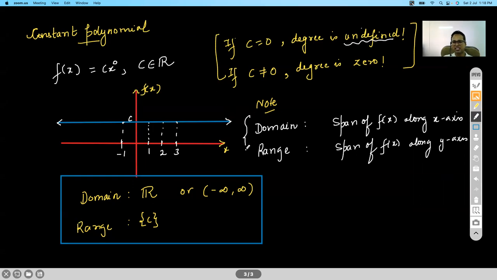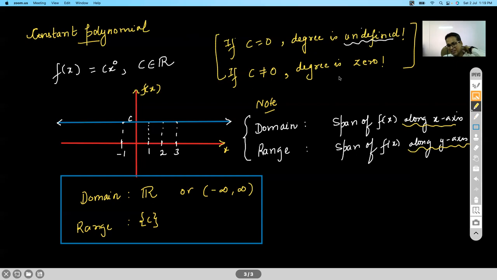And please remember this while you are seeing the graph. If you have been given a graph of a function and you want to see its domain, check its span along the x-axis. Okay. And if you want to see its range, check the span of the function along the y-axis. Span means, everybody understand? The spread of the function along the x and the y-axis.